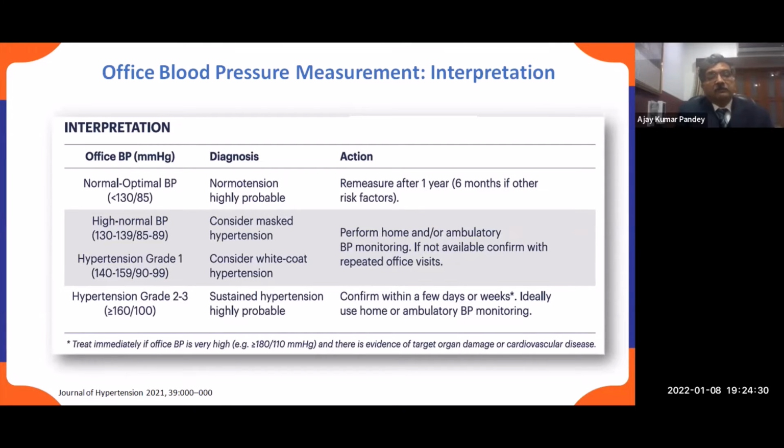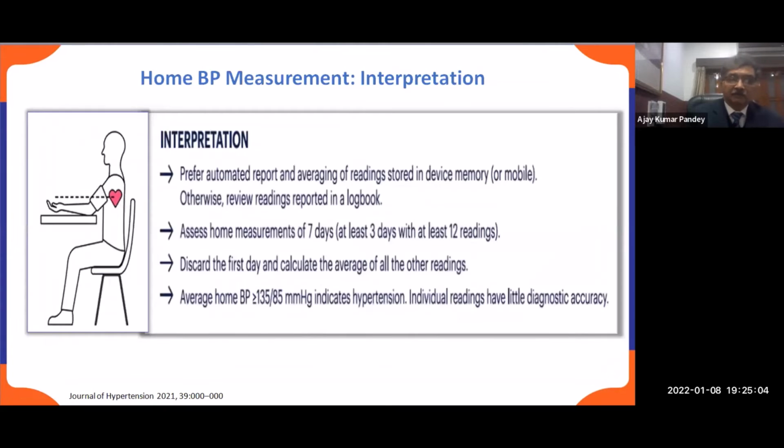The people who have hypertension with systolic more than 160 and diastolic more than 100 belong to grade 2 to grade 3. It is usually sustained hypertension, and highly probable hypertension. If the BP at the office is more than 180 by 110, and there is evidence of target organ damage or cardiovascular disease, we should start the treatment immediately. But suppose the BP is more than 160 by 100: confirm within a few days or weeks ideally, and use home or ambulatory BP monitoring before jumping into drug therapy, though we can start with lifestyle modification.